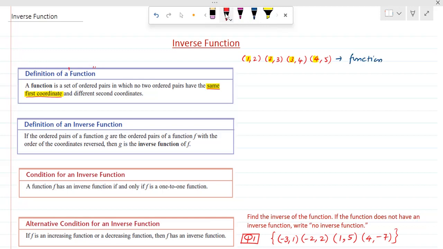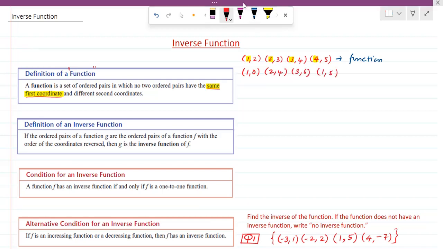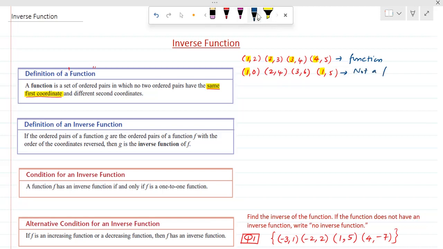Now if you see the next example, here you have 1 comma 0, 2 comma 4, 3 comma 6 and 1 comma 5. It is not a function. Why is it not a function? Because the x coordinate is repeated, so therefore it's not a function.